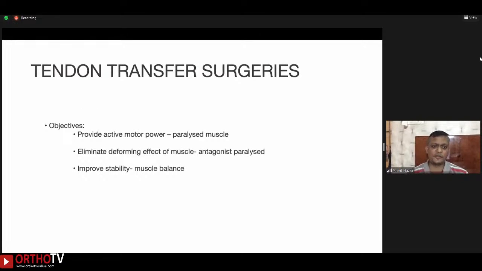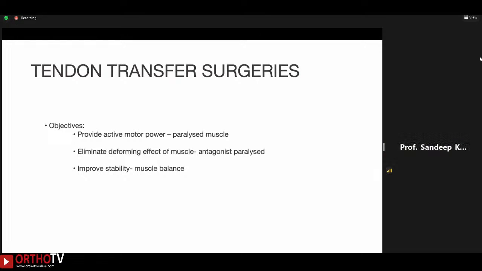So for tendon transfer, the objective is usually to provide active motor power to the paralyzed muscles, and to eliminate the deforming effect of the muscle. In antagonist paralysis, you want to eliminate the excessive effect of the antagonist muscles, and you can improve stability by improving some sort of muscle balance around the ankle.